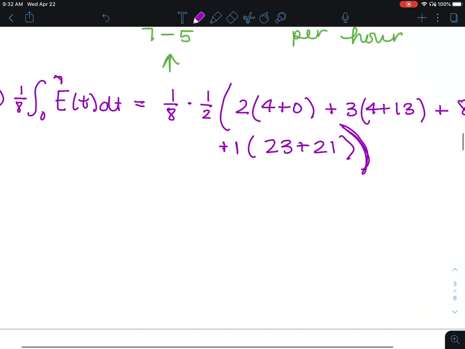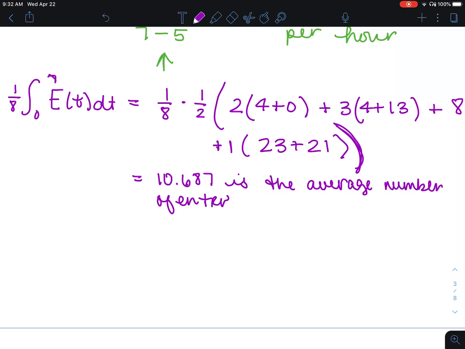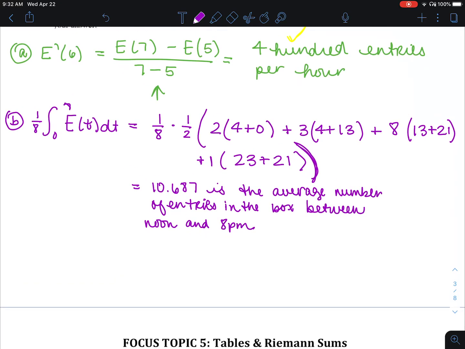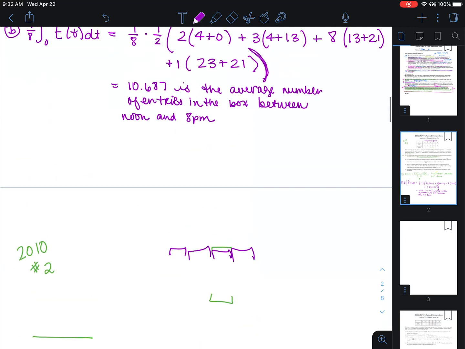Okay, and so now, by the magic of a calculator, because this is a calculator active question, we've got 10.687. And so what this represents is the average number of entries in the box between noon and 8 p.m. Okay, so there's part B. Give me 1 second. I'm going to have to add a page here. Okay.